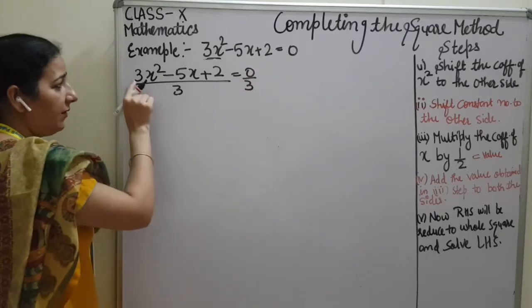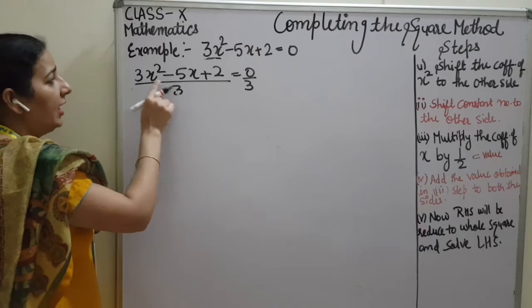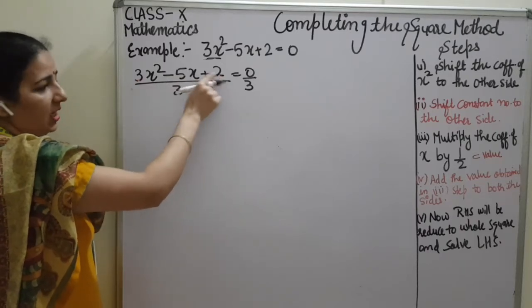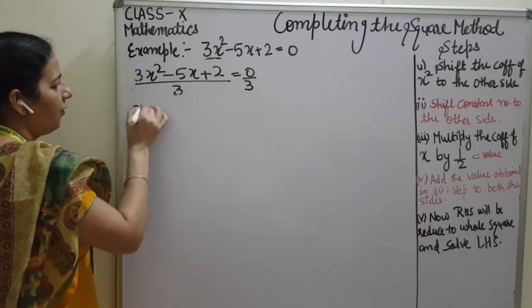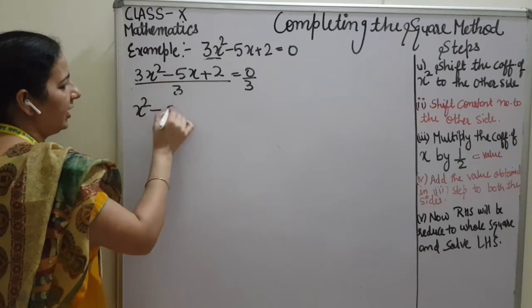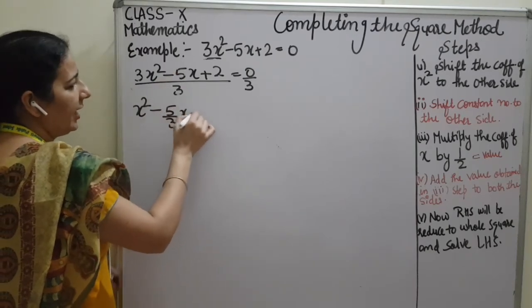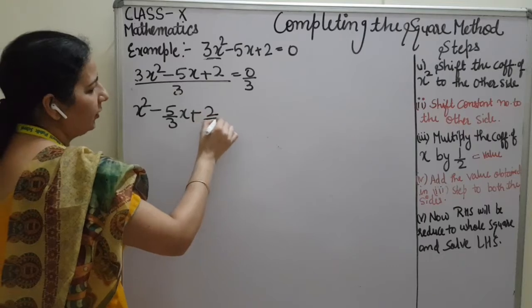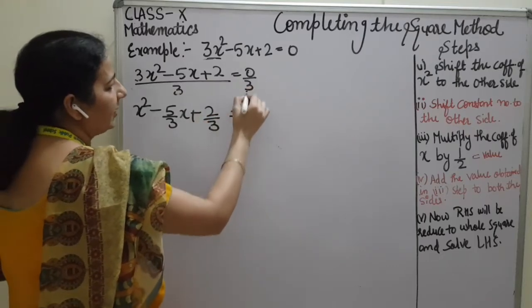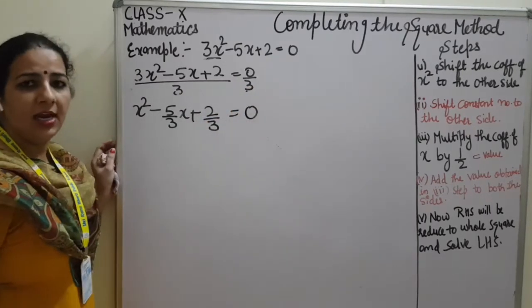When we divide by 3, it will be divided into all these numbers. 3 divided by 3 is 1. 5 by 3 is 5 by 3. And the next, 2 by 3 is 2 by 3. And 0 by 3, we all know that it will be 0.